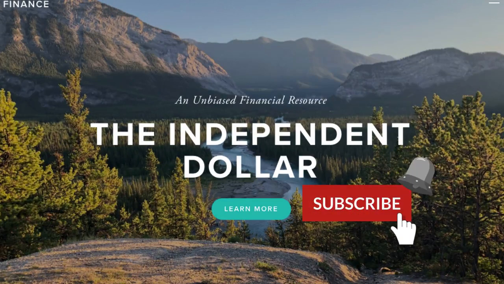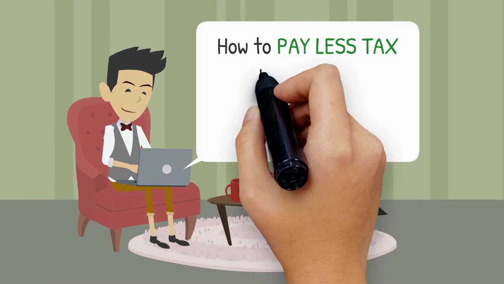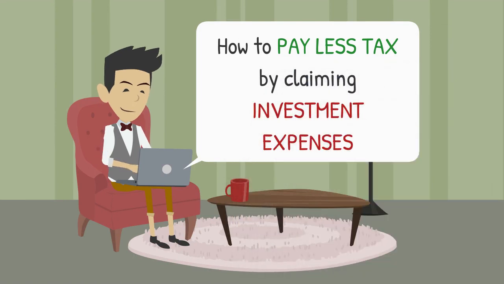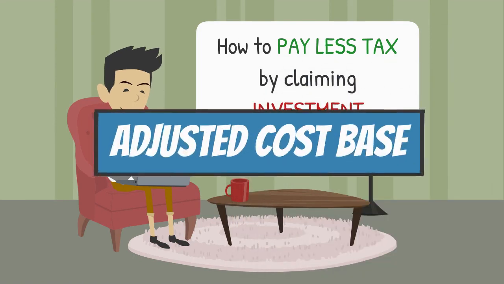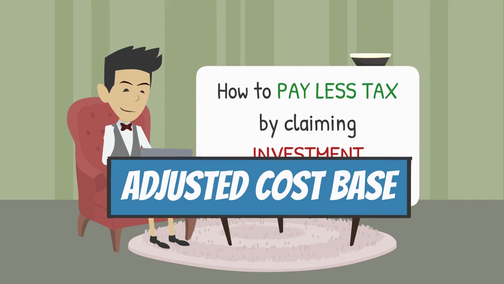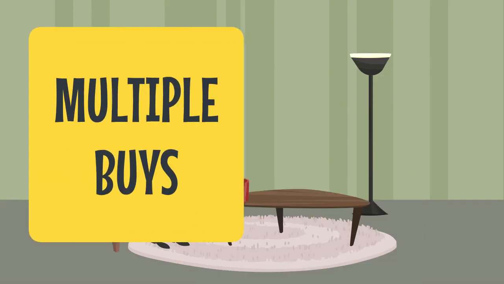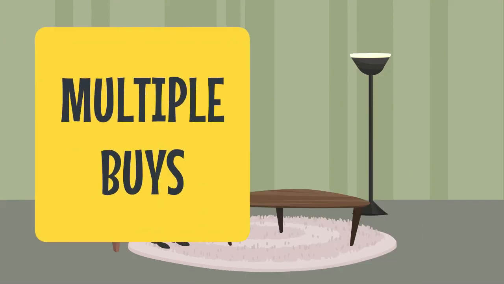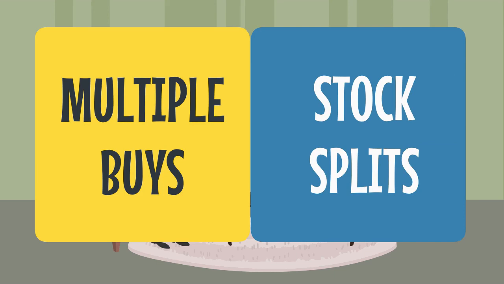In our last video, we showed you how to deduct some common investment expenses to increase your profits. However, in order to do this, you need to know how to calculate the ACB, or adjusted cost base, of your shares. In today's short video, we're going to be showing you exactly how to do this when you've made multiple trades or when the company that you own has gone through a stock split.